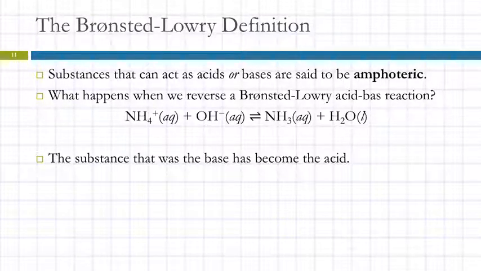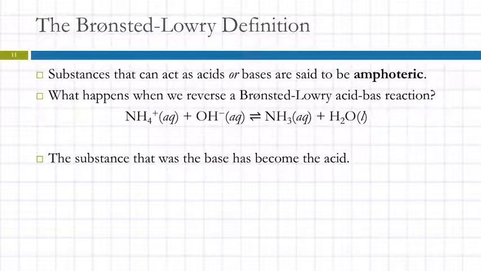So a substance like water that can act as an acid or a base is said to be amphoteric. So this amph prefix is like amphibian. Amphibians live on the land and in the water, right? Amphoteric, it can do both. It can be an acid and it can be a base. Not all substances do this.